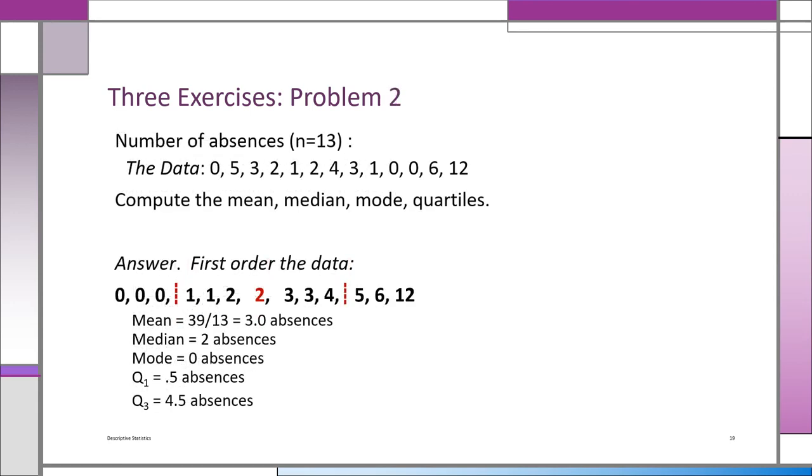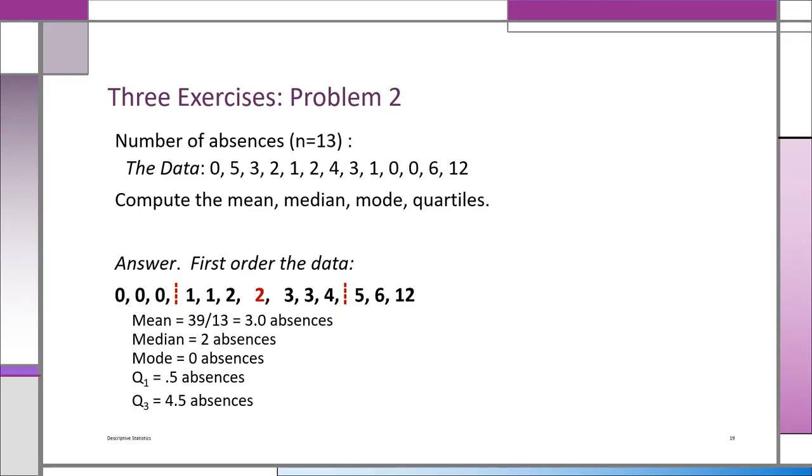From looking at absences, we took a sample of 13 people in the company, and the absences range from 0 to 12. First we order the data. The mean, add them all up, 39 over 13, 3.0 absences. That's the sample mean. The median, since n is 13 and odd, the middle value is 2. It's red to show you that's the middle value. Median is 2 absences. The mode, the one that showed up most, was 0 absences.